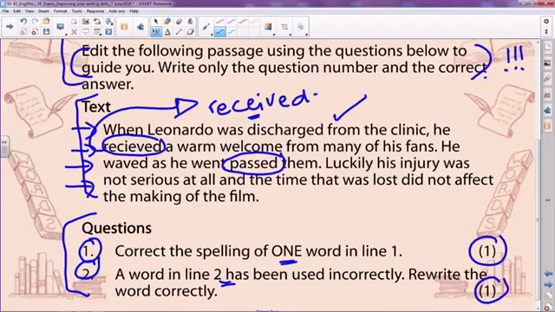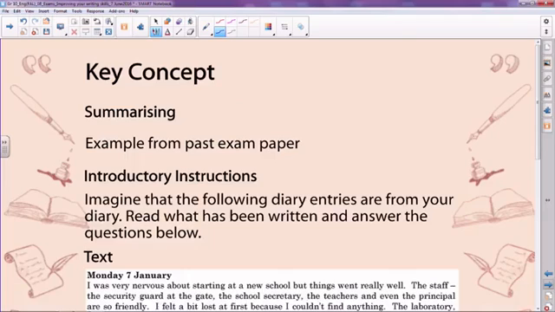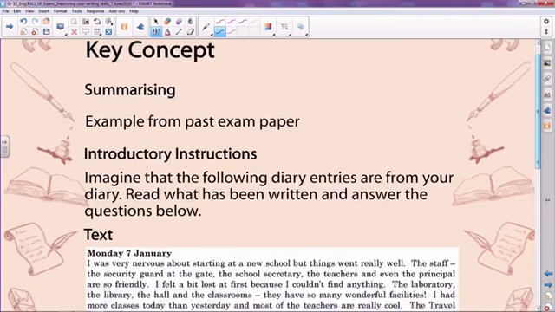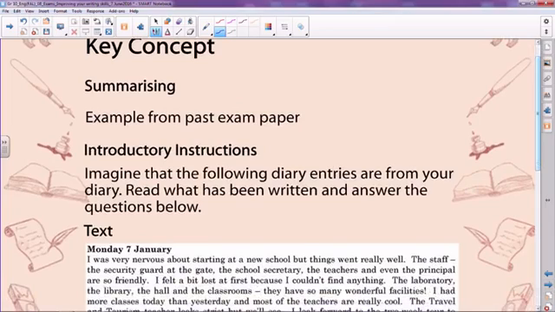Now, I want to go on to our next section where we're going to look at summarizing. Summarizing, like I said, is something that you do in tests and not just for English, but it's also something that you can do when you're studying for your exams. So I want to show you the layout of what your exam will look like in the section where you have to do your summary.